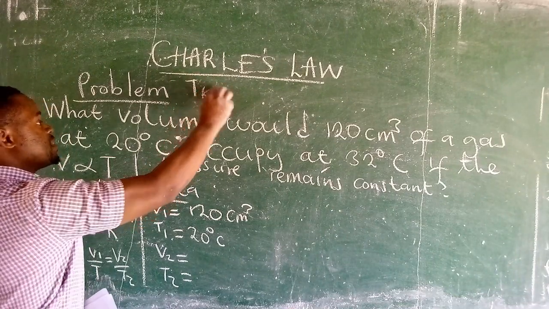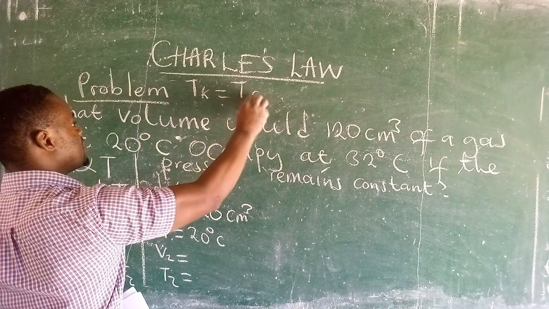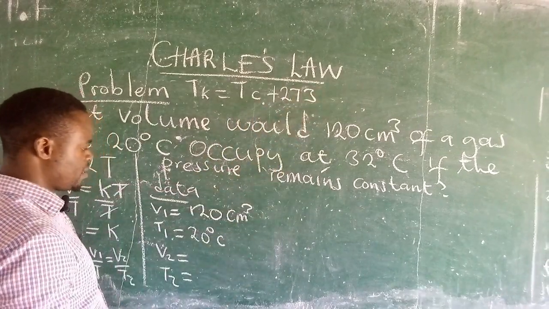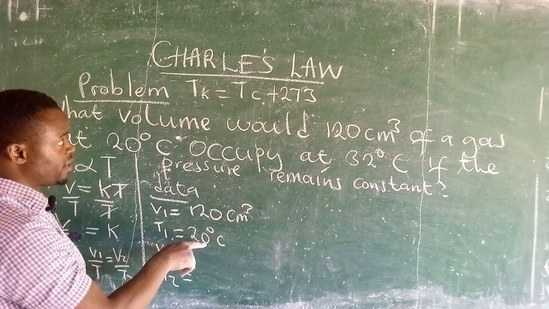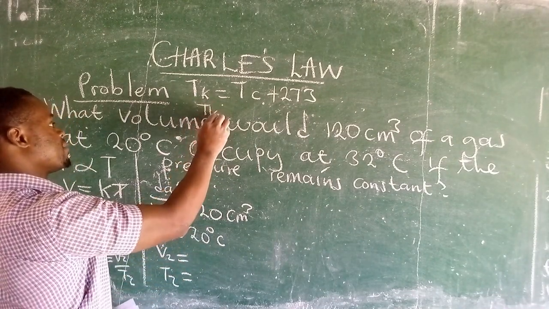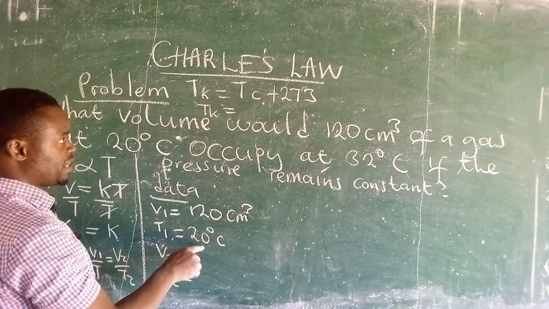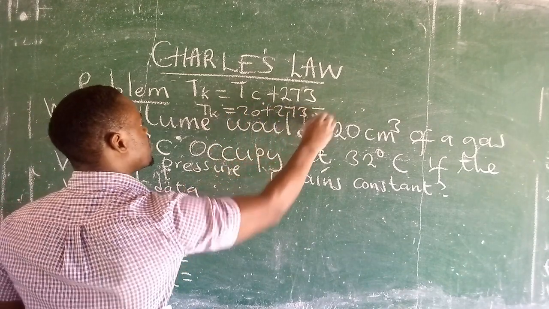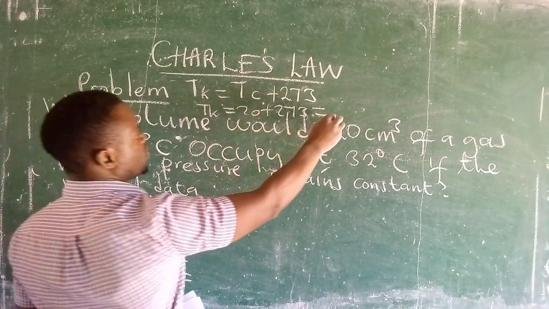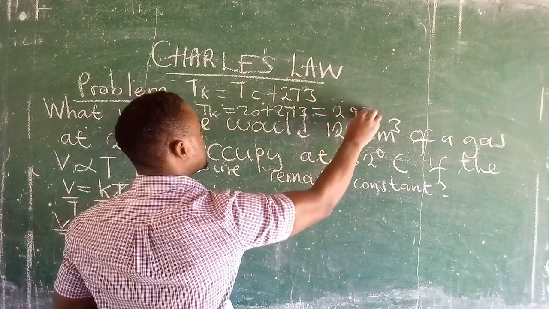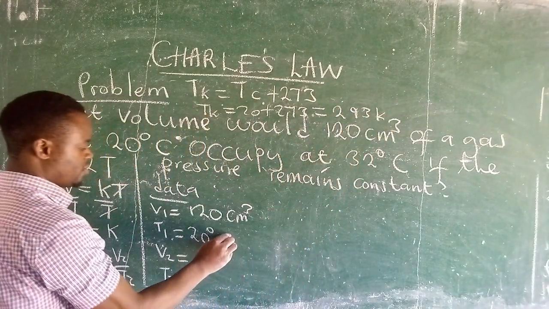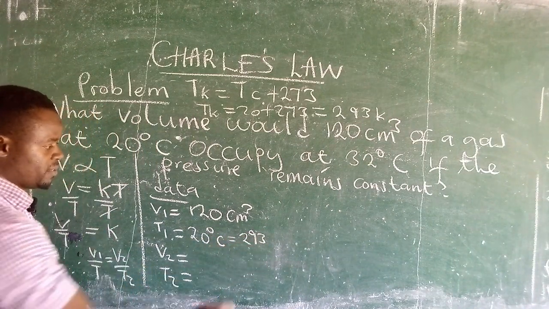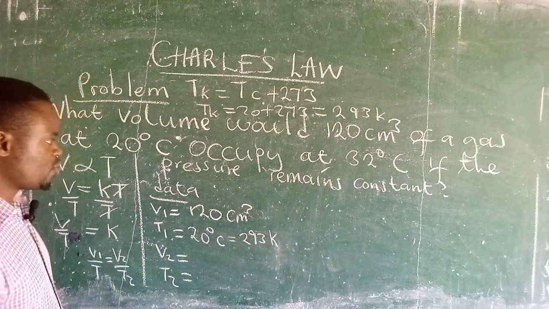You make use of the equation: temperature in kelvins is given by temperature in Celsius plus 273. So since we need to convert this into kelvins, we say T in kelvins is equal to 20 plus 273. When you add this, that gives us 293 kelvins. So temperature 1 is 293 kelvins.